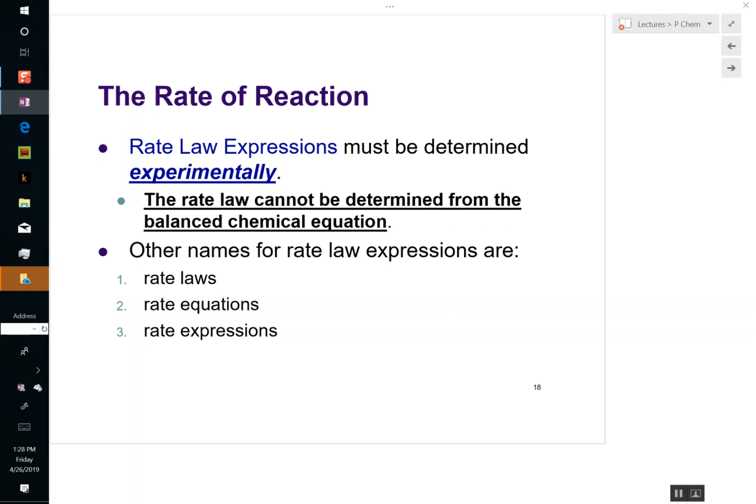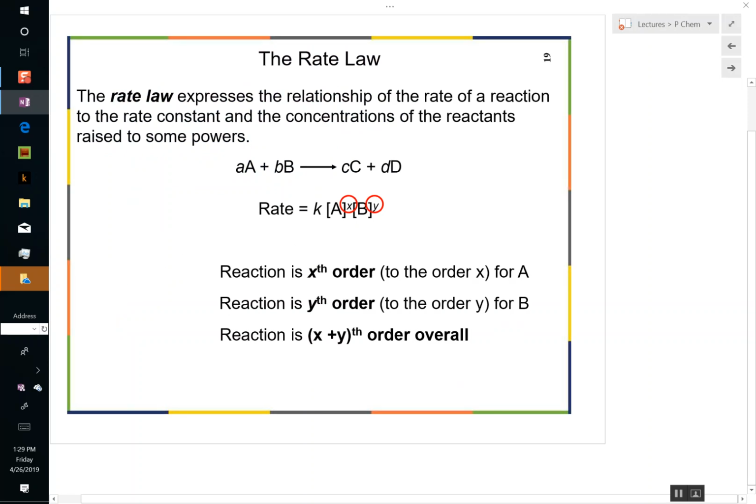It's called the rate law expression, rate law, rate equation. Those are all kind of synonyms for what we're talking about here. Okay, so here's an example of a rate expression or rate law for a reaction. Rate equals k, there's your rate constant, times the concentration of A, one of the reactants, to the X power, times the concentration of B to the Y power. So X and Y are the orders. X is the order with respect to A, Y is the order with respect to B, and the sum of those two is the overall order of the reaction.